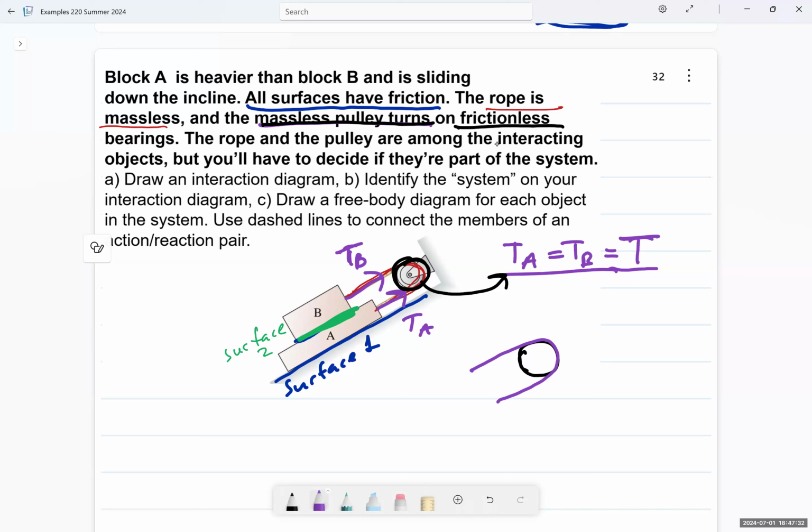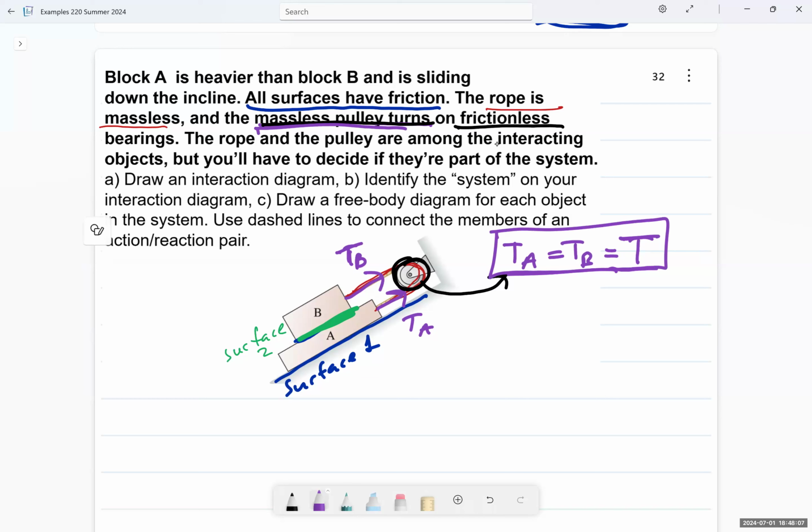So we can then completely ignore any information about the pulley, which is just there for the rope to go around it. But it doesn't really do anything. We have to wait until chapter 12 to actually consider rotating pulleys, where things are going to be a little bit different. But here, as soon as you see massless pulley, frictionless bearing, we can just say, all right, all it does is allow the rope to go around like that and change the direction. But the tension is going to be exactly the same on both sides of the rope.